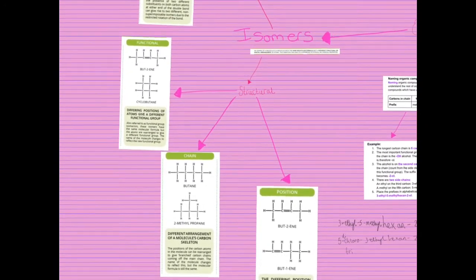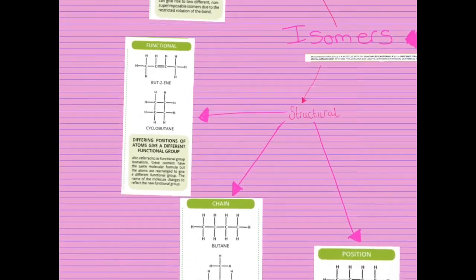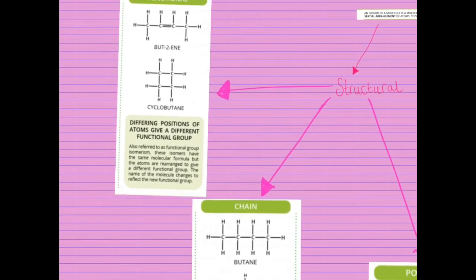And then the final one of a structural isomer is the functional group isomer. So it's a little bit complicated. These isomers have the same molecular formula, but the atoms are arranged to give a different functional group. So here is cyclohexane, created like a cyclic formula. Okay, the name of the molecule changes to reflect the new functional group.